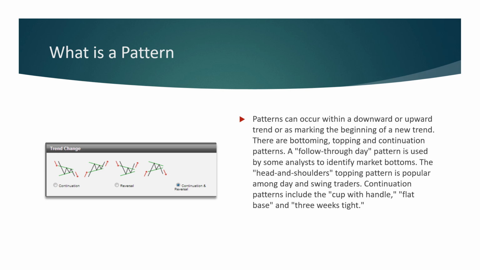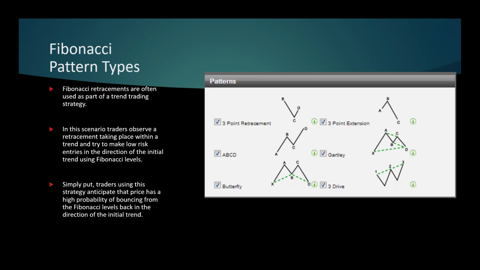Patterns can occur within a downward or upward trend, or mark the beginning of a new trend. There are bottoming, topping, and continuation patterns. A follow-through day pattern is used by some analysts to identify market bottoms, and the head and shoulders topping pattern is popular among day and swing traders. Continuation patterns include the cup with handle, flat base, and 3-week tight patterns. But these are chart patterns. We're going to be talking today about trend patterns.